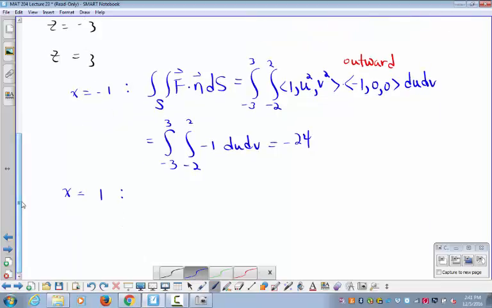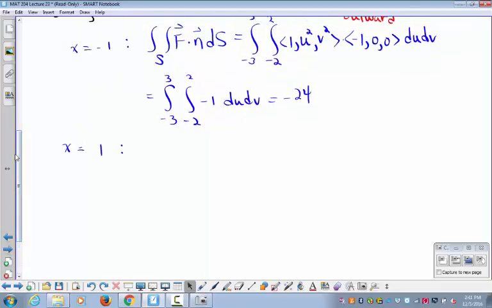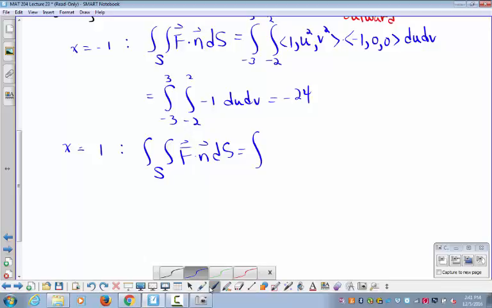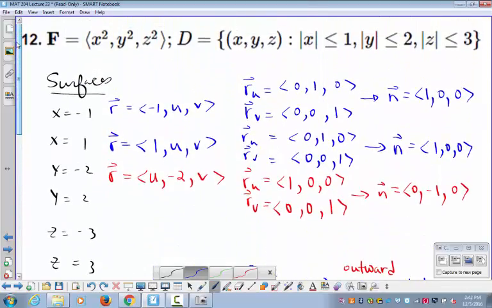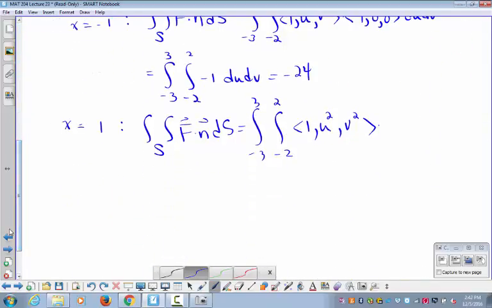Then notice what we get when we do x equals +1. So with +1, the integral of the normal components looks real similar. The vector field's the same, I believe. Let's double check that I didn't lie to you. So the vector field is there. Now our parameterization for x equals 1 is right there. Squaring those is the same as squaring those, so our vector field is the same. The only difference is that the outward normal is the normal 1, 0, 0.